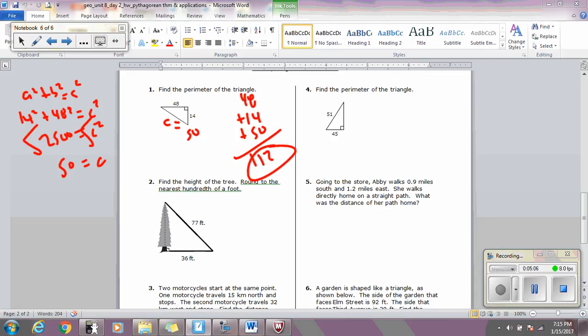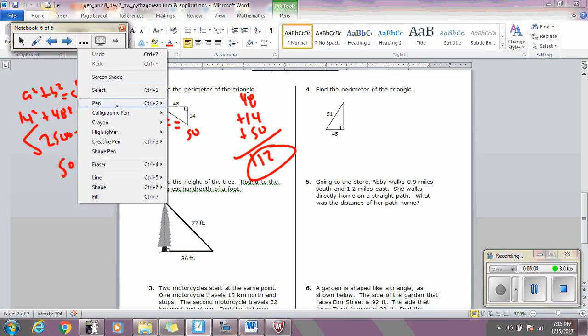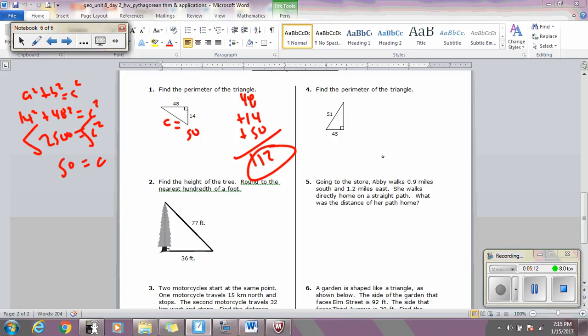Let's look at number 5. Number 5 says going to the store. Abby walks 0.9 miles south. So this would be 0.9. And then 1.2 miles east. Oh my gosh, that was supposed to be straight, but 1.2. And then she walks home on a straight path when she goes back. So this is her path home. What was the distance of her path? So we're looking for C.